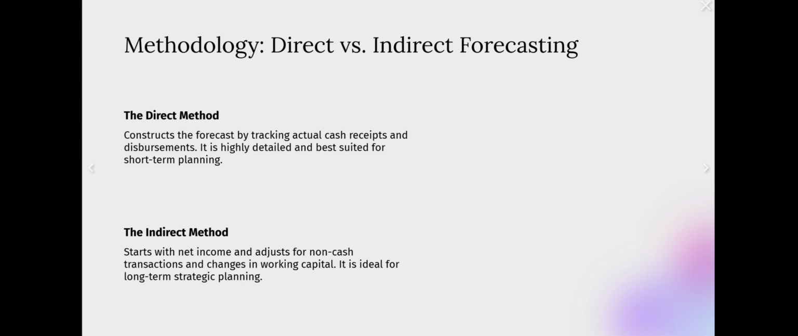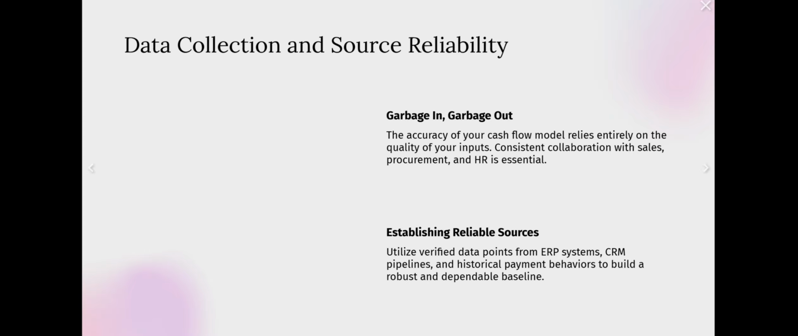Methodology, direct versus indirect forecasting. The direct method constructs the forecast by tracking actual cash receipts and disbursements. It is highly detailed and best suited for short-term planning. The indirect method starts with net income and adjusts for non-cash transactions and changes in working capital. It is ideal for long-term strategic planning.